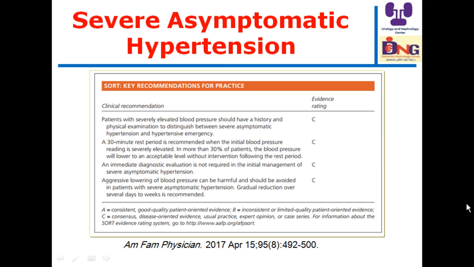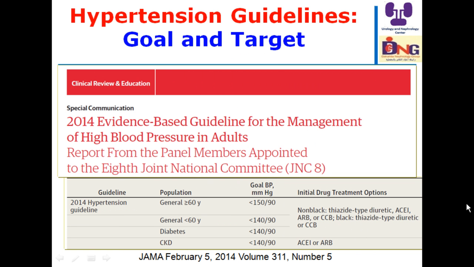Regarding the goal of blood pressure, it was discussed through decades, and this was the JNC 8 that was published in 2014. Here, generally for patients 60 or above, the goal is 150 over 90, and these are the lines to be used. If it is less than 60 years, this is the target, 140 over 90. Diabetes 140 over 90, CKD just lower than 140 over 90, and this is the used treatment.